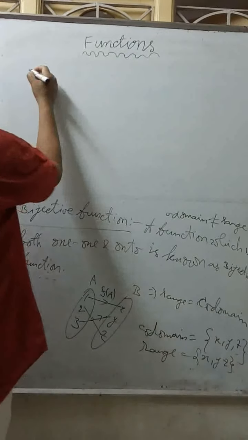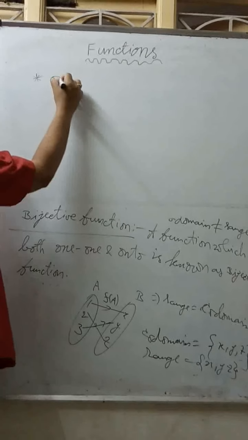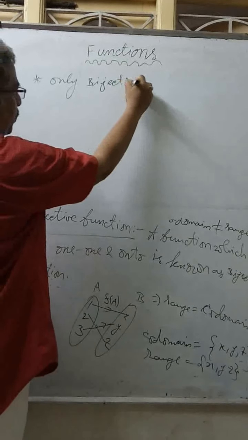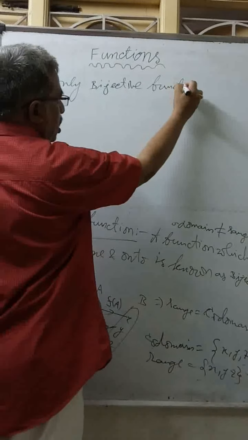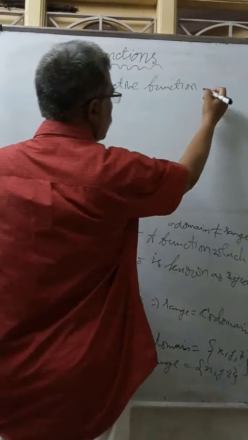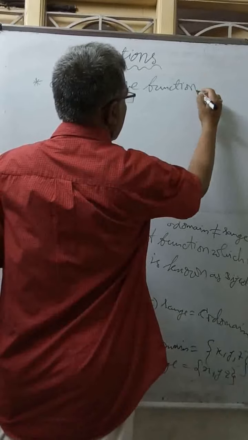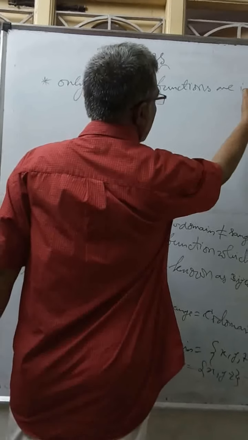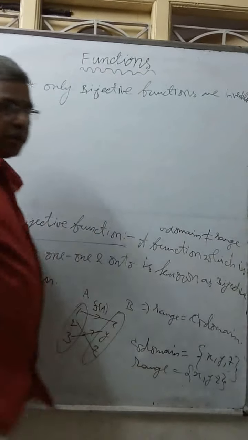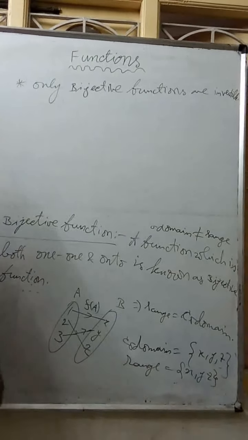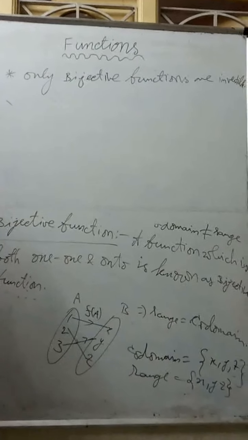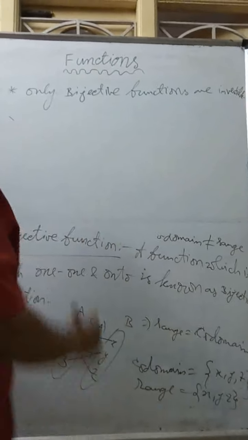So the first, most important point: if a function contains an inverse, it should be a bijective function first. Only bijective functions contain an inverse, which means only bijective functions are invertible. Any problem?